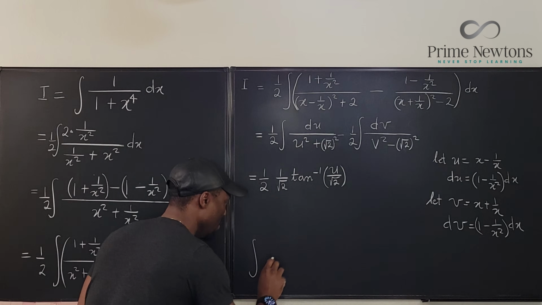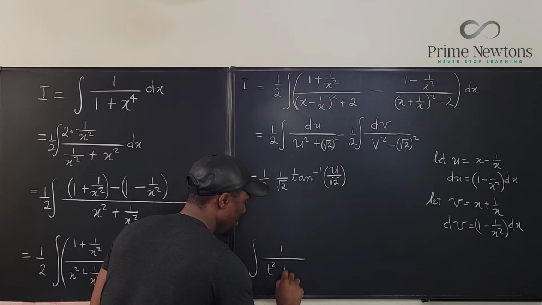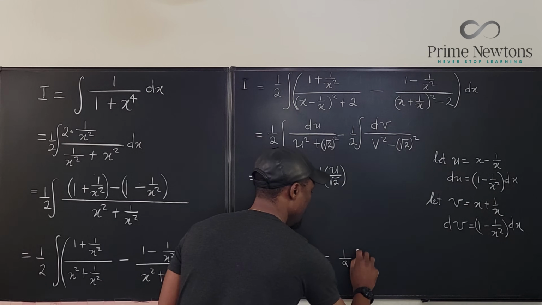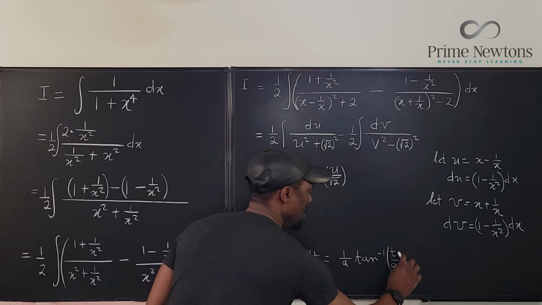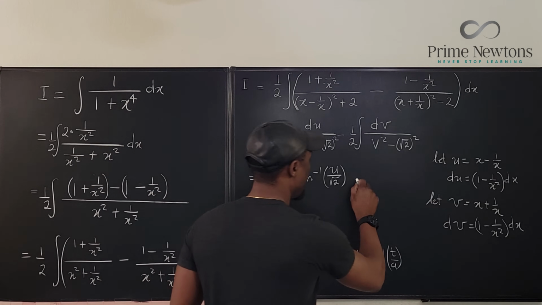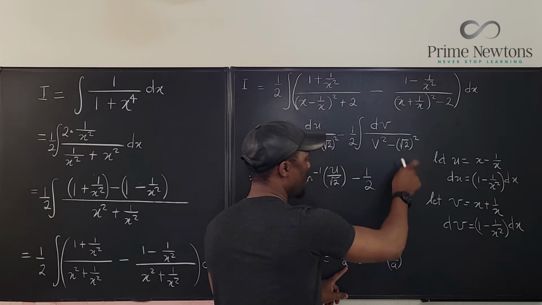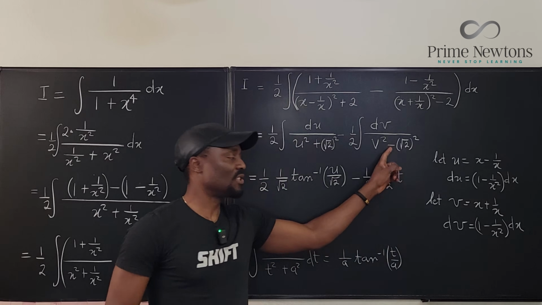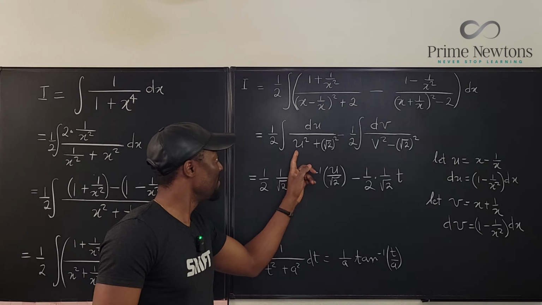Remember that the integral of 1 over, let's call it t squared plus a squared dt is equal to 1 over a inverse tangent of t over a. So this is what we're using. Okay? And that's the formula. And then we go to this one, minus 1/2 times, well, 1 over a will be 1 over root 2. That's 1 over square root of 2. But because this is a subtraction, it is the inverse hyperbolic tangent. That's the only difference between these two.